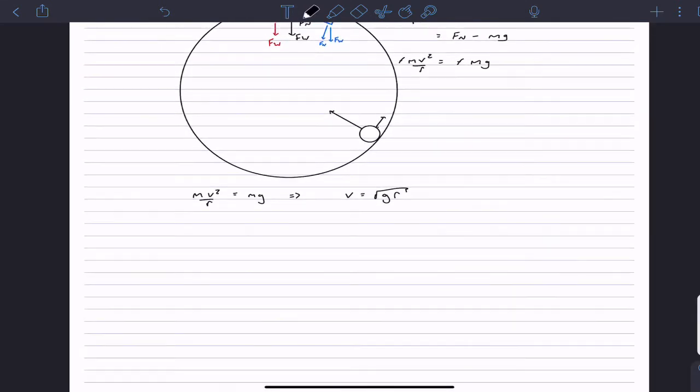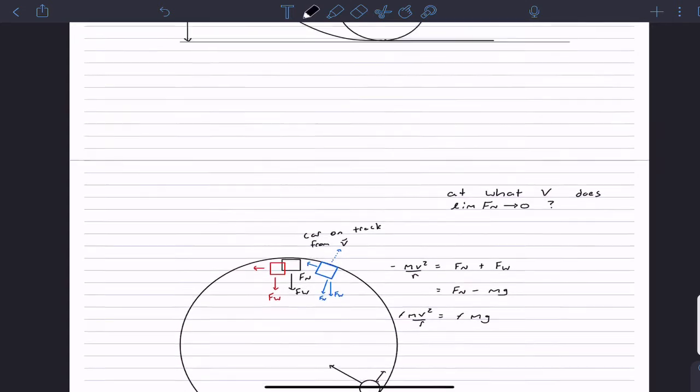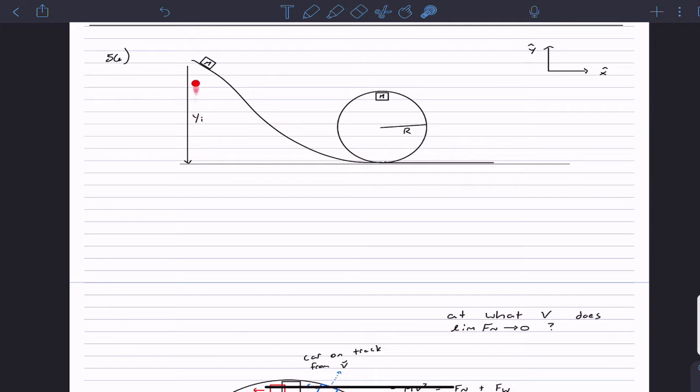So that's a good start. Now, overall, we are asked to find what this height is here. How high does this thing have to be in order to make it around the loop? That's actually what's being asked.